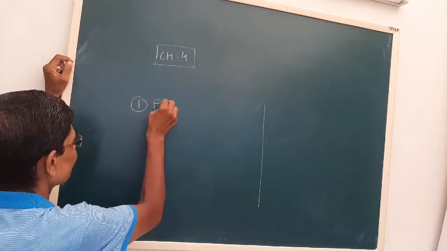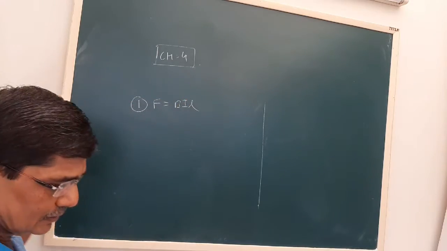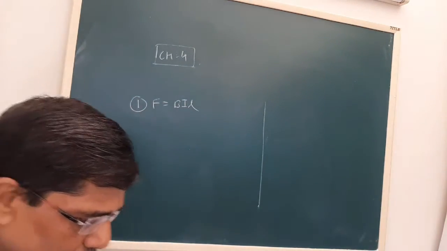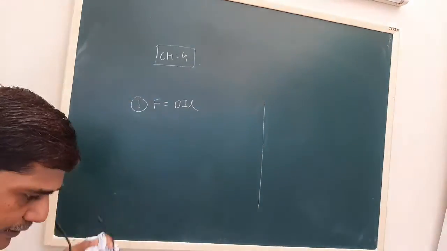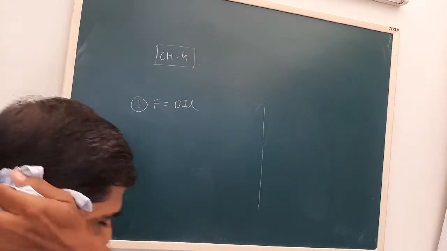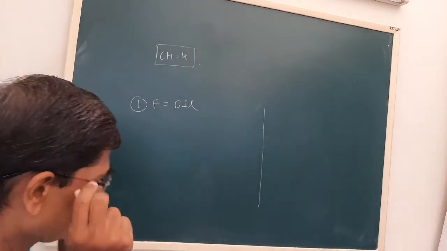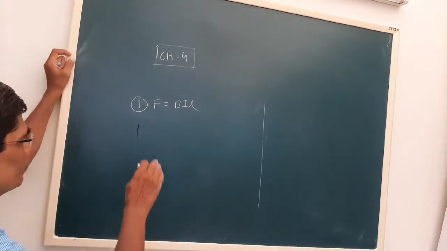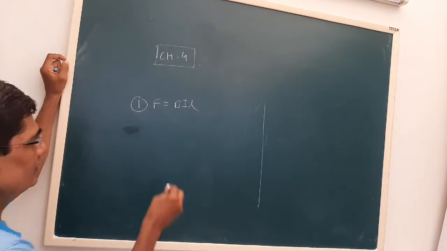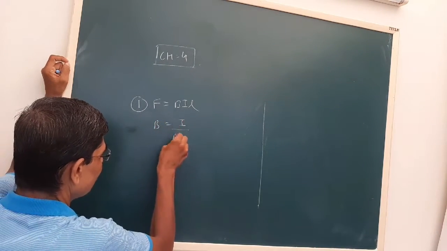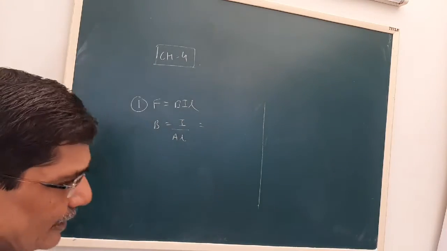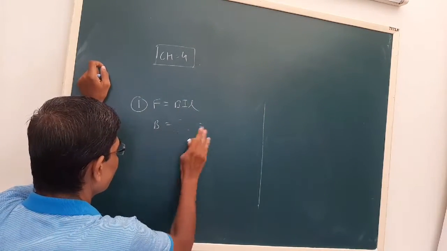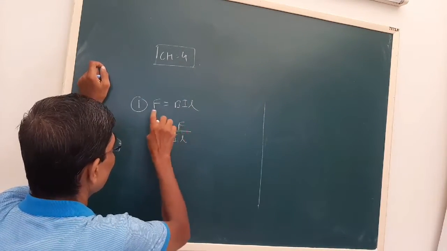See, the force formula is BIL. That is the force acting on a current carrying conductor placed in a magnetic field. Right now we took only the magnitude part, because the force also is a vector quantity. So the force is given as F is equal to BIL. So from this we can write the unit and dimension easily. Now for the unit, B is equal to F upon IL, since F is equal to BIL.